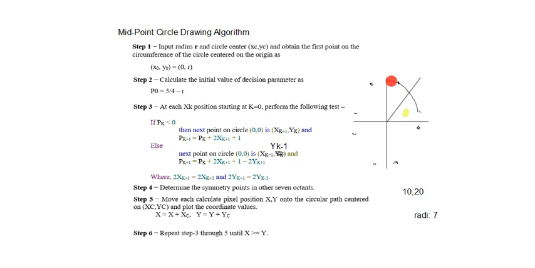So you will calculate the points of this octant. You will start from here at this particular point and keep on calculating till you reach x is equal to y. When you reach x equal to y, that means you have calculated the points for one octant, and you can get the points for all other octants by symmetry. That's how your midpoint circle drawing algorithm works.